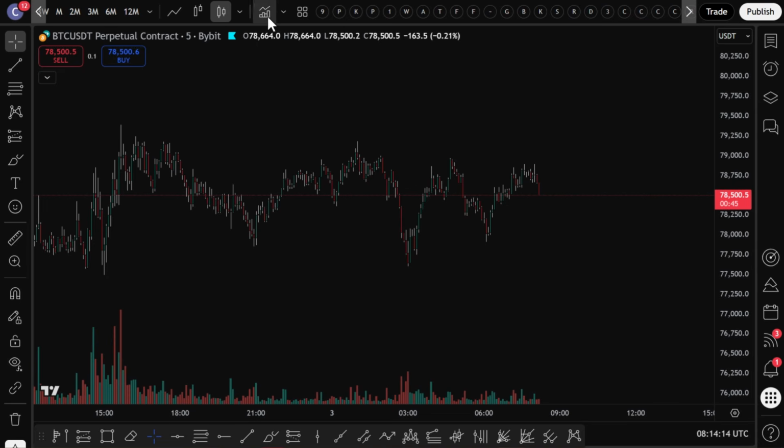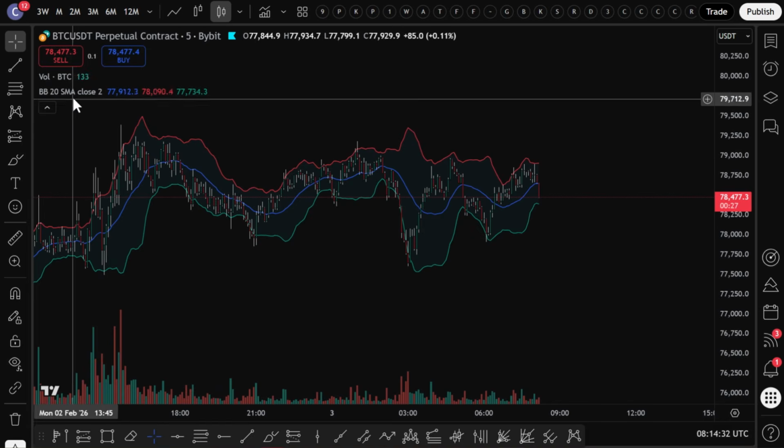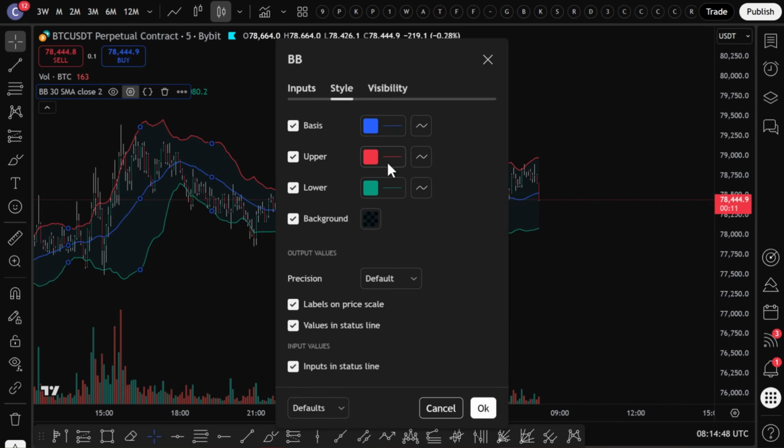Now go to the indicators, type Bollinger Bands, and click on this one. Then you'll need to change the default setting right over here for this specific trading strategy. Go to the length section, set it as 30, and keep the standard deviation at 2. If you want to customize your choice, don't forget that the central line represents the moving average based on the length value, and the lower and upper lines are standard deviation lines.